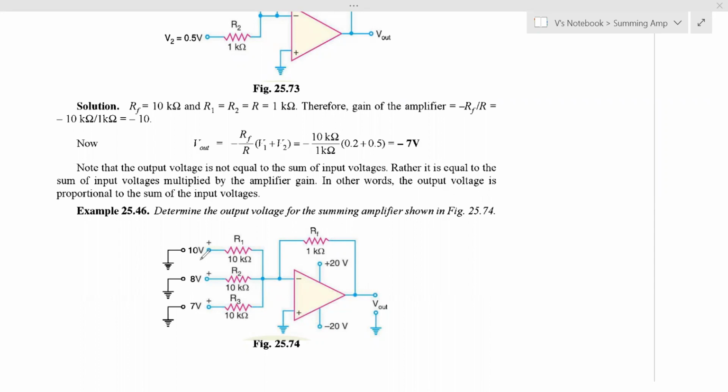Yes, ma'am. Okay. Now let us solve this next problem. Here again R1, R2 and R3 they are same. So write down the values. RF is 1K. V1 equal to 10 volt. V2 equal to 8 volt. V3 equal to 7 volt. Calculate and tell me the answer. Write the formula.